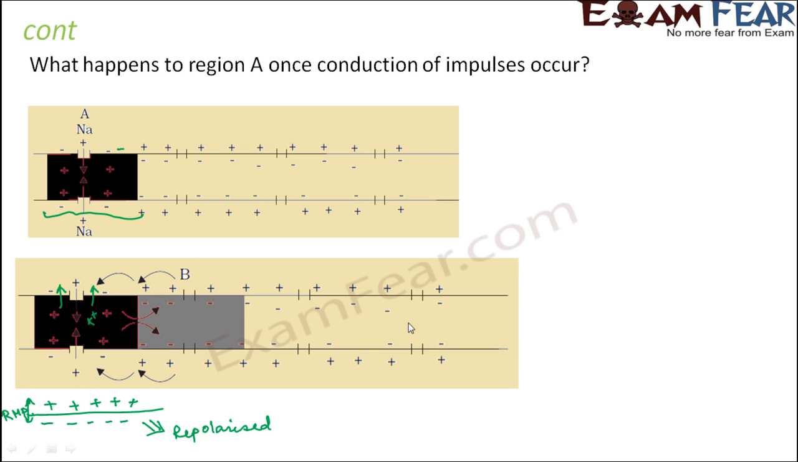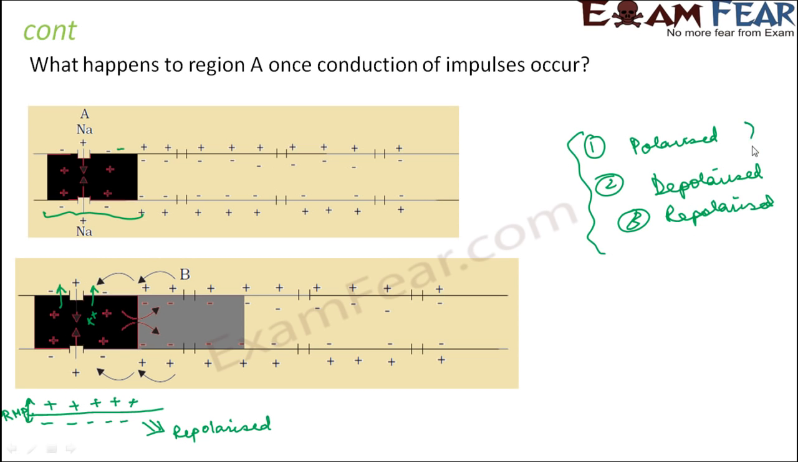So basically the generation and conduction of action potential through neurons take place in 3 steps. What are those 3 steps? The first step is the polarized state, the second step is the depolarized state, and the third step is the repolarized step. So these are the 3 steps by which action potential gets generated and conducted along a neuron.